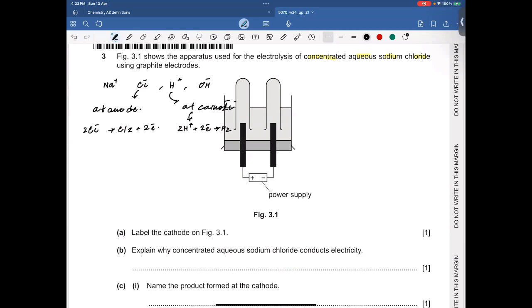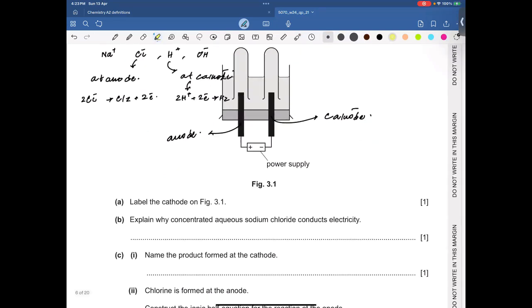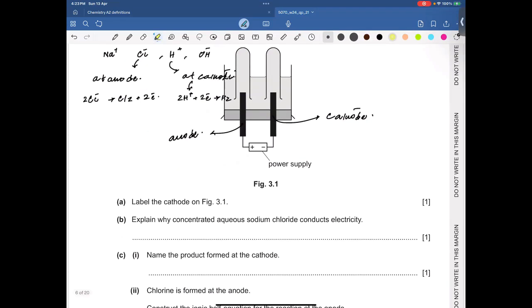Okay. Now, this electrode is attached to the negative terminal of the battery, which means it is the cathode. And this electrode is attached to the positive terminal of the battery, which means it is the anode. Which means here we will collect hydrogen gas, and here we will collect chlorine gas. By the way, both cathode and anode are generally called electrodes, and these electrodes are made of graphite. Label the cathode on figure 3.1. I did that already.